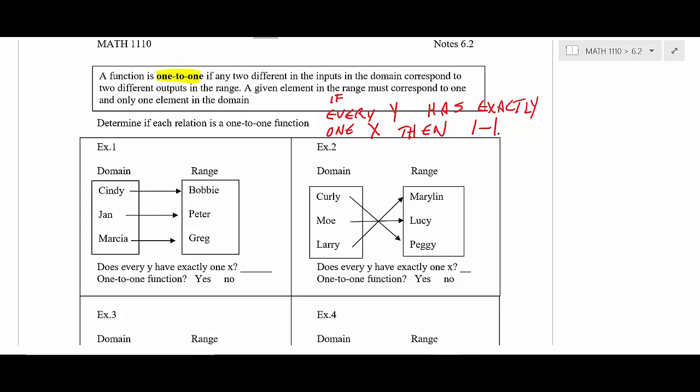Okay, so the best example of this is Cindy, Jan, Marcia, Bobby, Peter, and Greg. Are you guys don't know what I'm talking about, or are you way too young? Okay, Brady Bunch. Most of you are probably too young. Gosh, okay, that's back in my day.